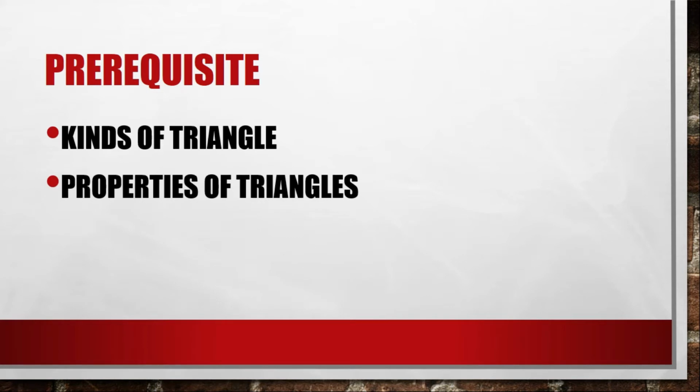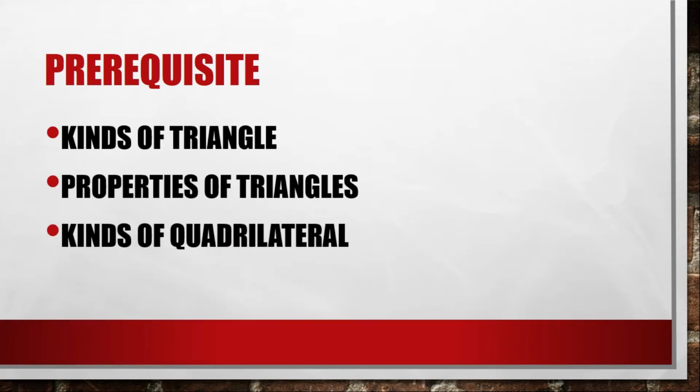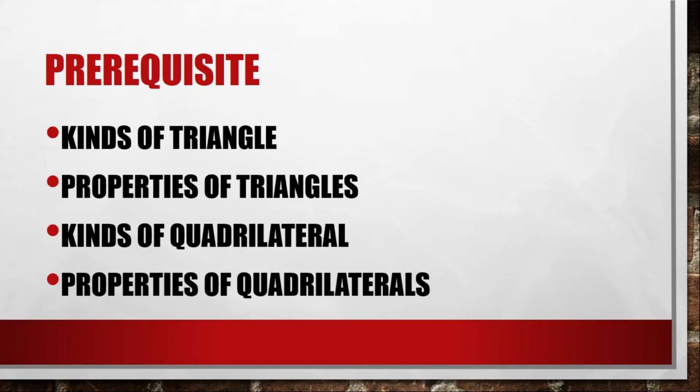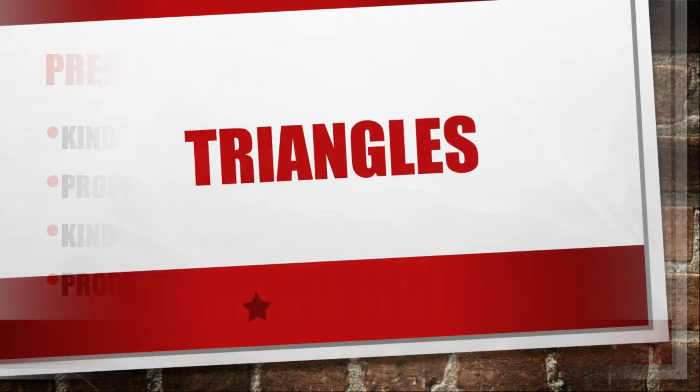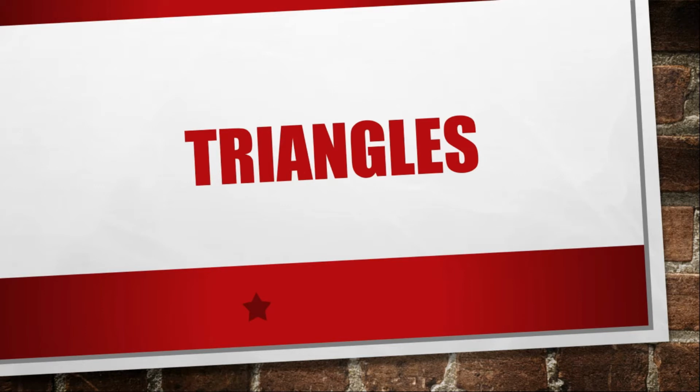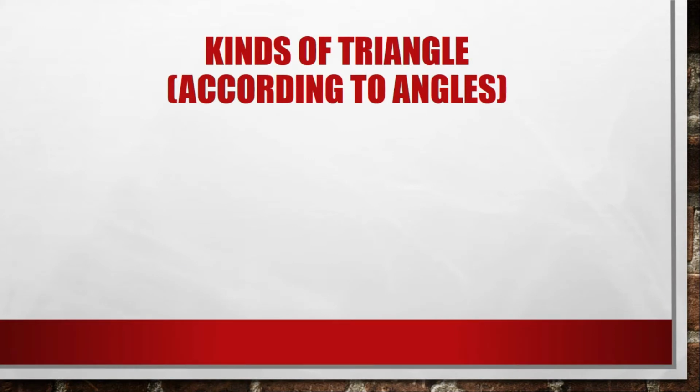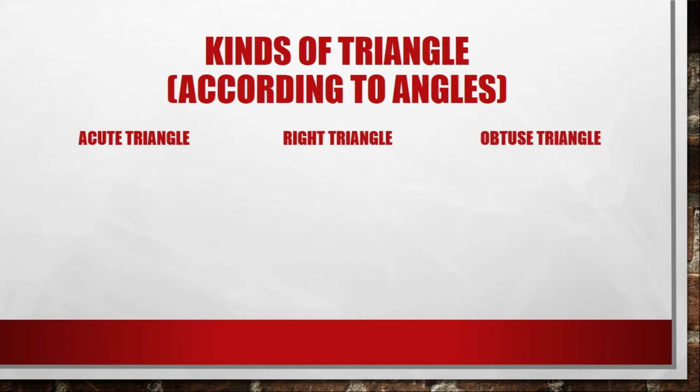And the prerequisite for this lesson are the kinds of triangle, the properties of triangles, kinds of quadrilateral, and the properties of quadrilaterals. Now let's have triangles. Yes, we know that triangles has three sides, three vertices, and three angles. But there are different kinds of triangles. The first one is according to angles. The kinds of triangles according to angles are your acute triangle, your right triangle, and your obtuse triangle.